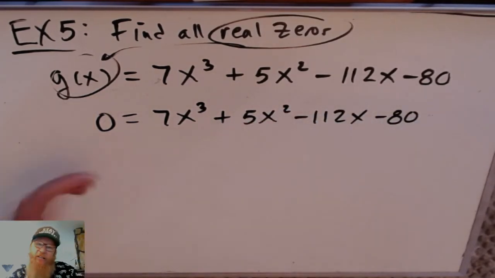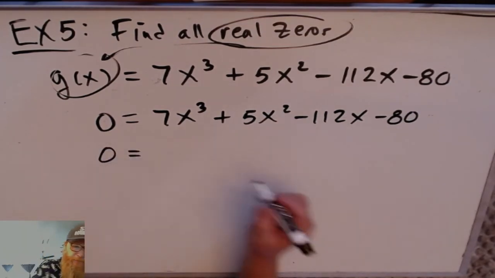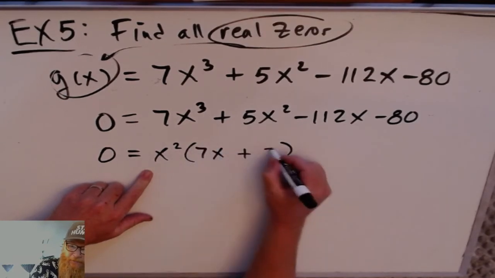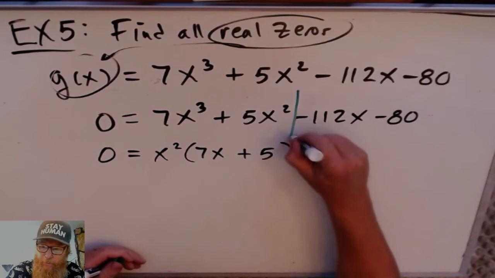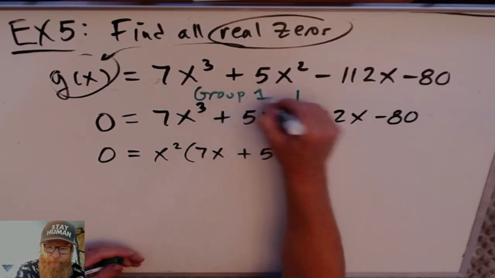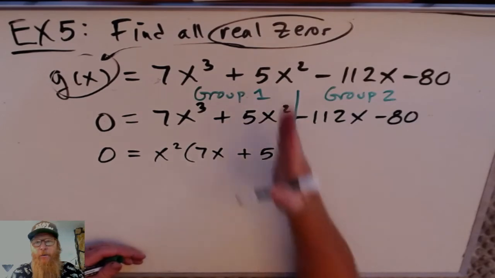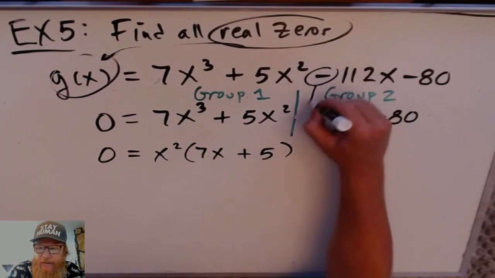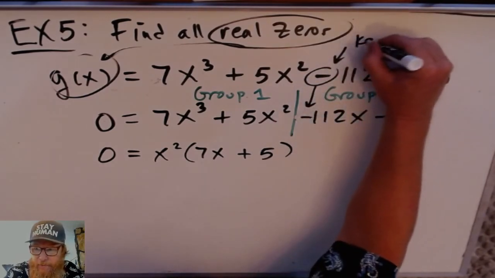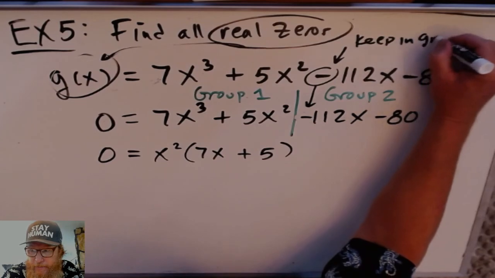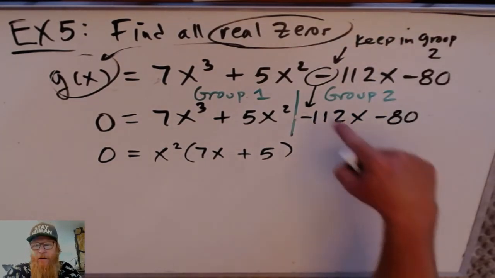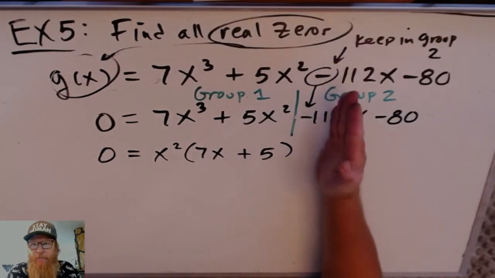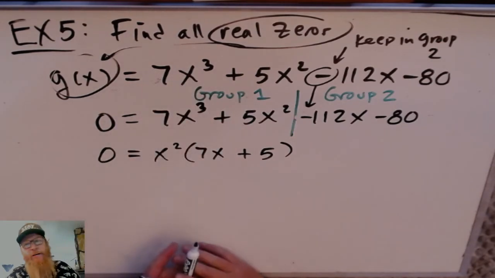You can leave the 0 on the left-hand side. I mean, there's nothing wrong with that. There are left-handed people in the world, right? So this is what we call factor by grouping. We always cut it right down the middle, and make sure that you don't chop off this minus sign here. You want to make sure you keep that minus sign in group 2. If you accidentally chop off the minus sign and put it with group 1, it screws everything all up.